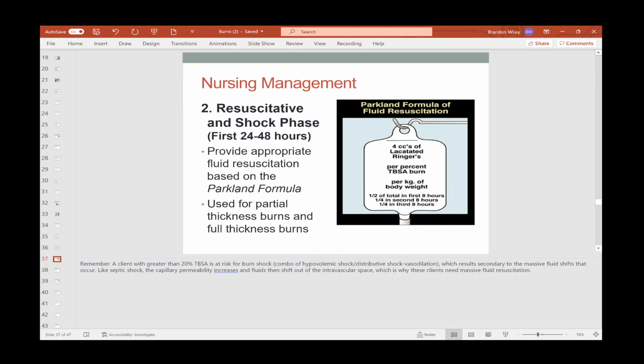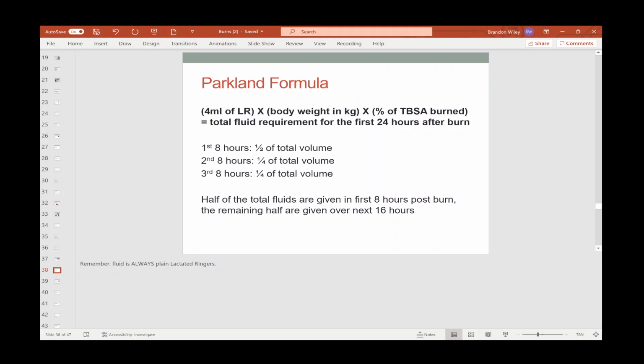Okay? And again, this is for your second and third degree. But this is what you're going to use. So remember this one. This is the Parkland formula. You have to know this. 4 milliliters of lactated Ringer's times your weight in kilograms times the percentage of TBSA, the rule of nines. Okay? So you have 4 milliliters, and we're using lactate because it's got all the stuff in it, right? Times your weight in kilograms, times the percentage that you got from your rule of nines. That's going to give you your total amount of fluids that this patient's going to need.